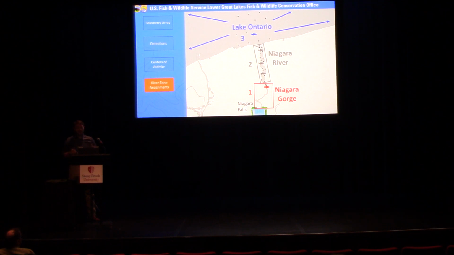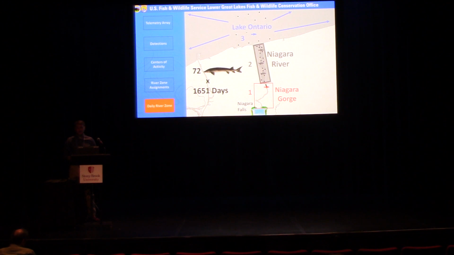In a given day, there are a bunch of these zone assignments, and what we do is we summarize that down into a daily river utilization. So in a given day, the most common location we found them, in this case, was in the river. Then we did that for 72 fish times 1,600 days. It's about 120,000 data points to work with, which is pretty nice, I won't lie.